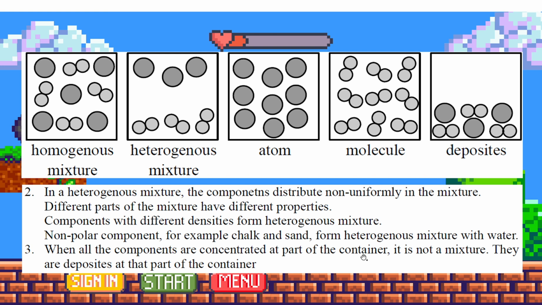So remember, homogeneous mixture and heterogeneous mixture fill the whole container or the liquid. The homogeneous is uniform, the heterogeneous is non-uniform. You can see them clearly separate, one layer and the other layer, or some precipitate inside. And the deposit is all in one part of the container, not the whole container.